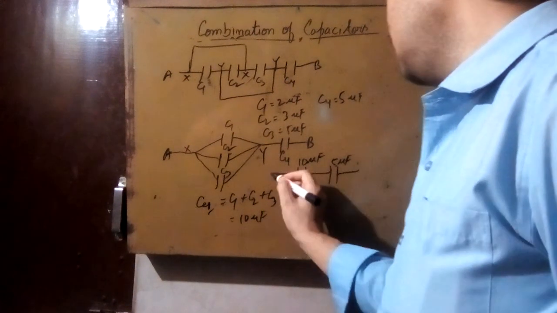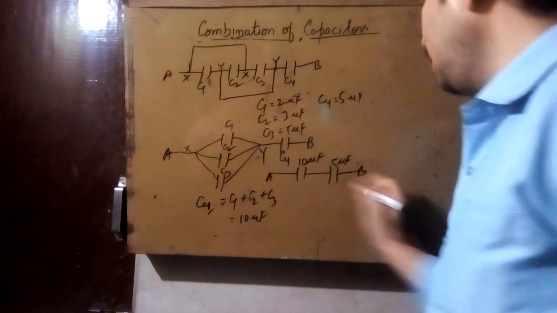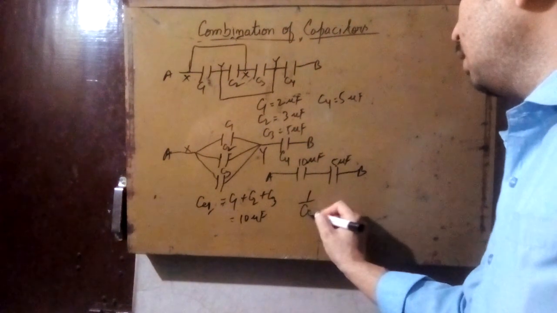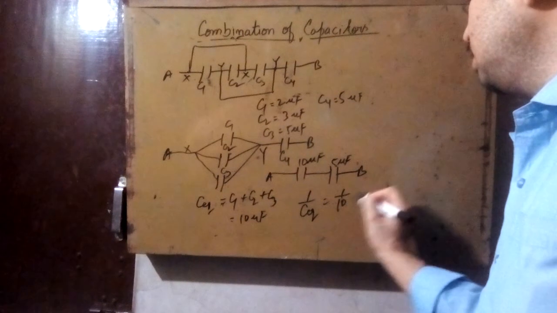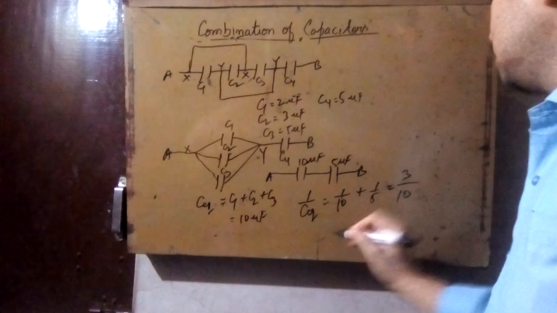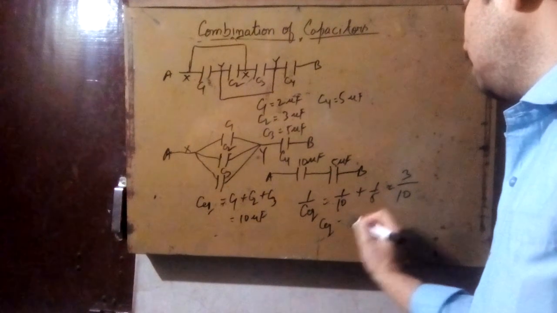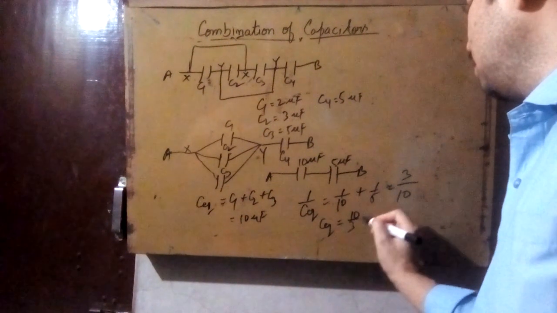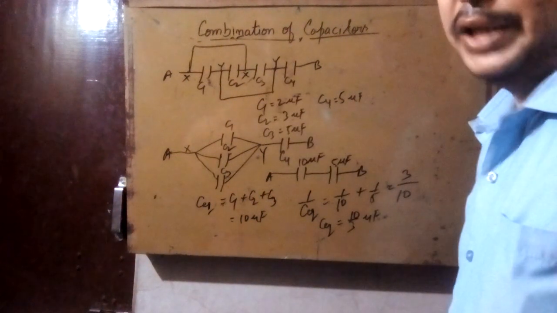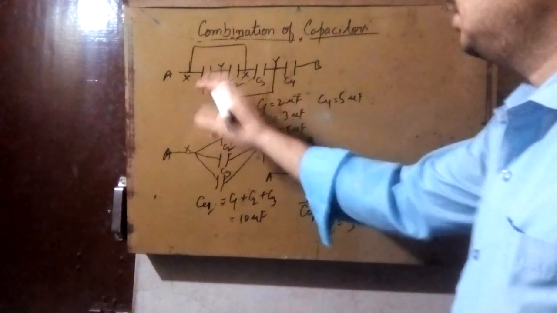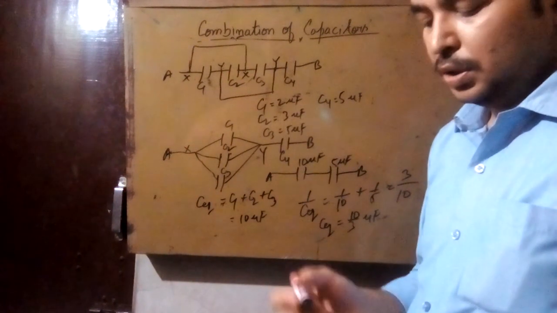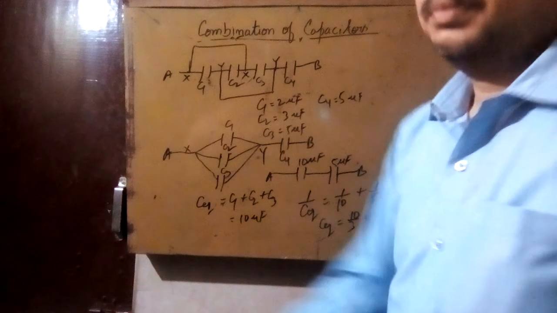So you can easily find, students, the equivalent capacitance between A and B. This is 10, this is 5, both are in series. So what is the formula? 1/C equivalent = 1/C1 + 1/C2. LCM is 10, 1 + 2 is 3. So C equivalent is equal to 10/3 microfarad. So in this type of problem where a wire is connected, you have to consider both ends at the same point, and then you can see the combination of capacitors, whether they are in series or parallel.